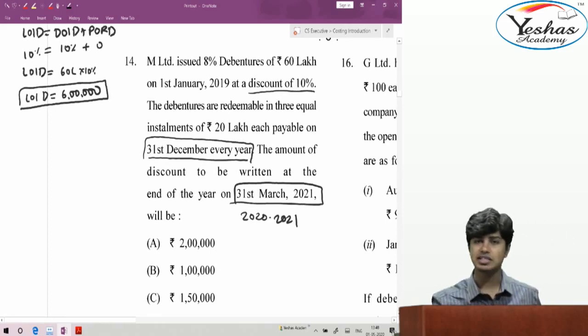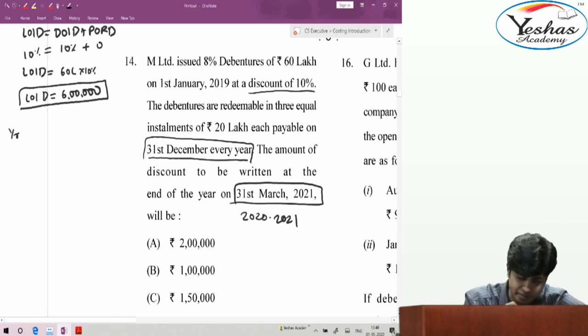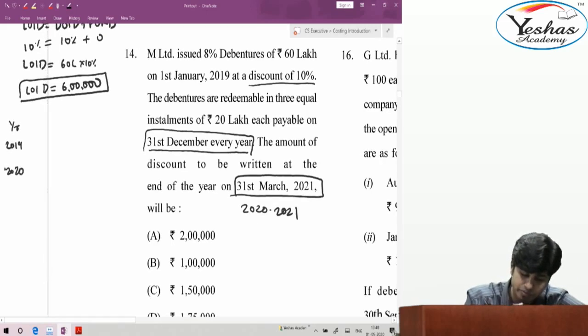Loss on issue of debentures is 6 lakh rupees. Now this needs to be segregated based on a ratio. So concentrate here. We started in the year 2019, 2020, 2021. Outstanding debentures, at the beginning, at the end.